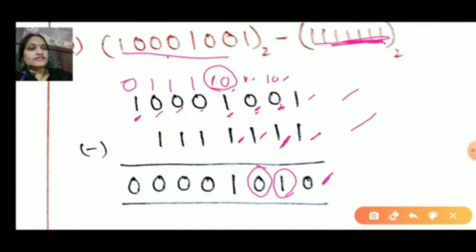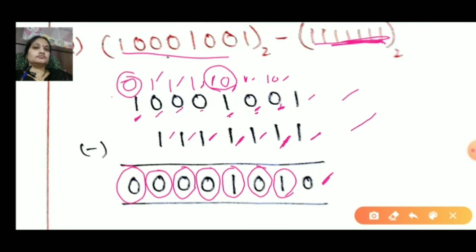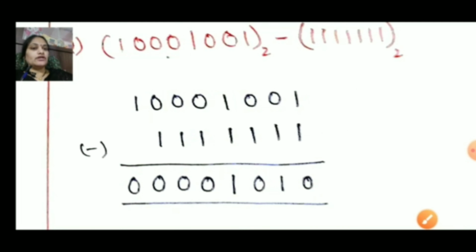Okay. Now subtract 1 from this 10. So in case of the binary number system, 10 minus 1 is 1. And again, subtract this 1 from 1. That is why you got 0. Again, subtract 1 from this 1. 1 minus 1 is 0. Again, 1 minus 1 is 0. Again, you are writing this 0 here. That's why we got the answer like this.